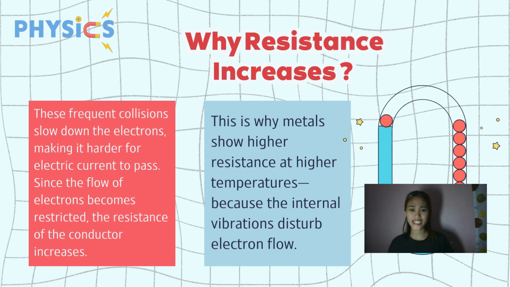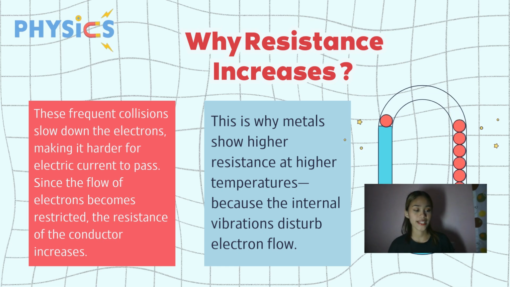Now, why does resistance increase? These frequent collisions slow down the electrons, making it hard for electric current to pass. Since the flow of electrons becomes restricted, the resistance of the conductor increases. This is why metals show higher resistance at higher temperatures: the internal vibrations disturb electron flow.